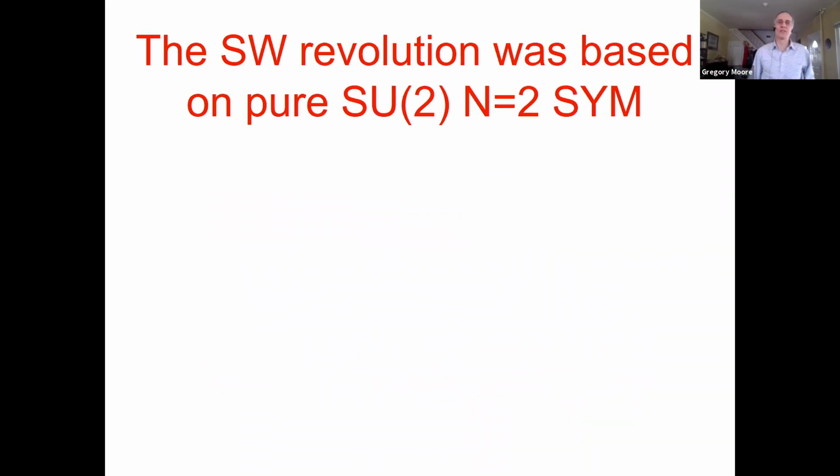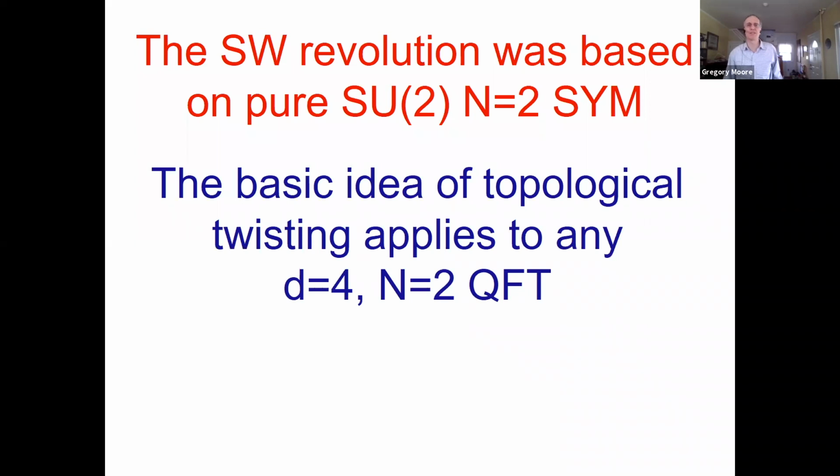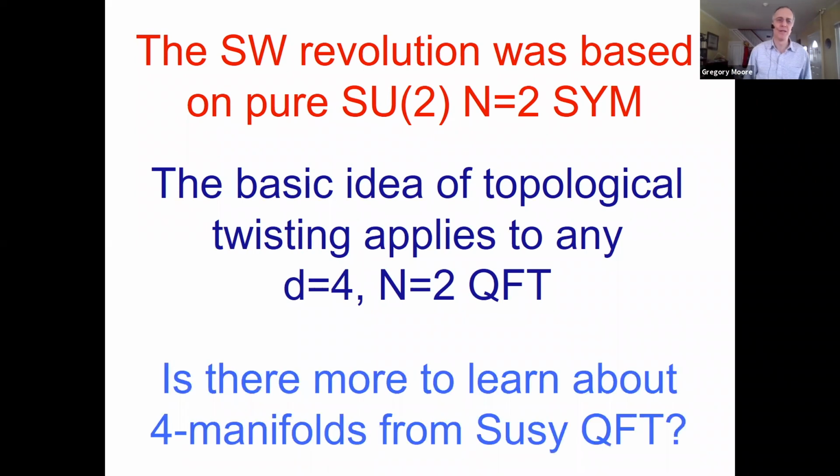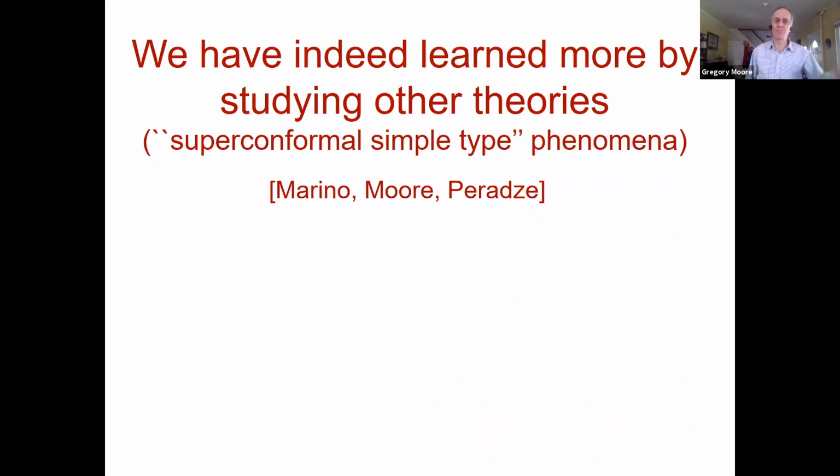We don't really know, but the Seiberg-Witten revolution was based on pure SU(2) N=2 supersymmetric Yang-Mills theory. On the other hand, the basic idea of topological twisting applies to any four-dimensional N=2 quantum field theory. So is there more to learn about four-manifolds from supersymmetric quantum field theory? That's the motivation. Indeed, we have learned more by studying other theories. By including hypermultiplets in the simplest possible way, we discovered the superconformal simple type phenomenon.